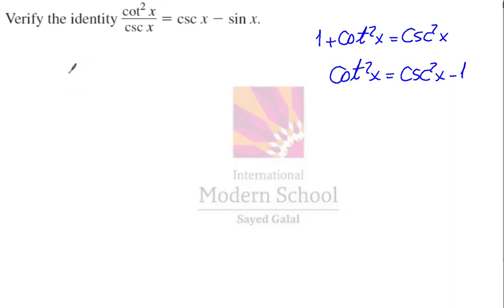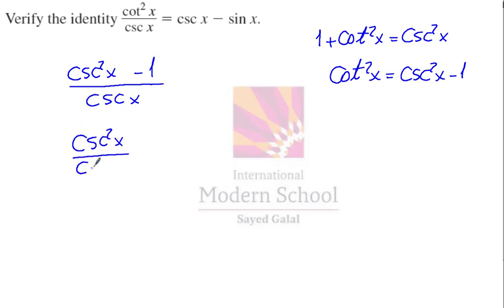Cotan squared equals cosec squared x minus 1, over cosec x. Distribute the denominator: cosec squared x over cosec x minus 1 over cosec x. Cancel, and it equals cosec x minus 1 over cosec x, which is sine x, equals the right hand side.